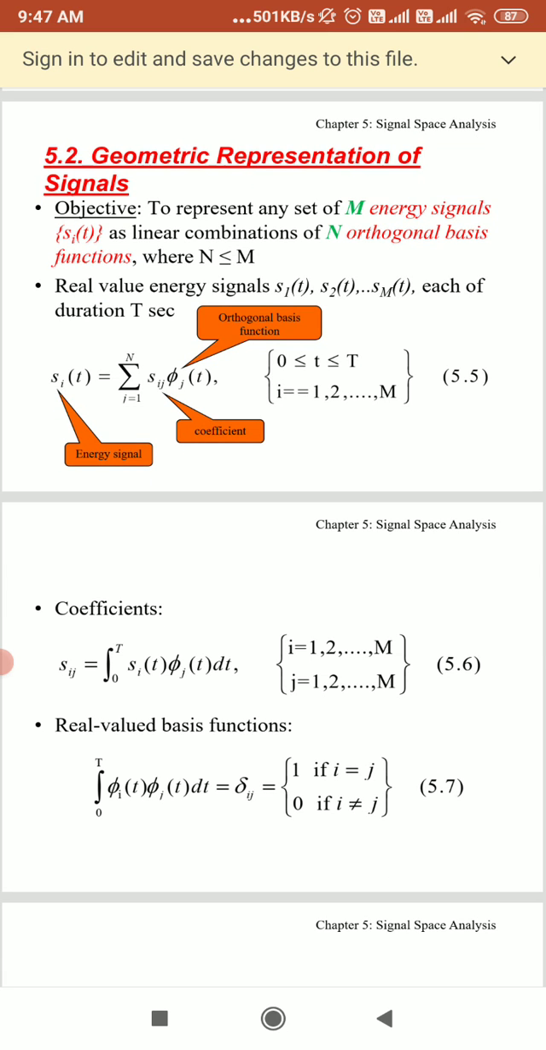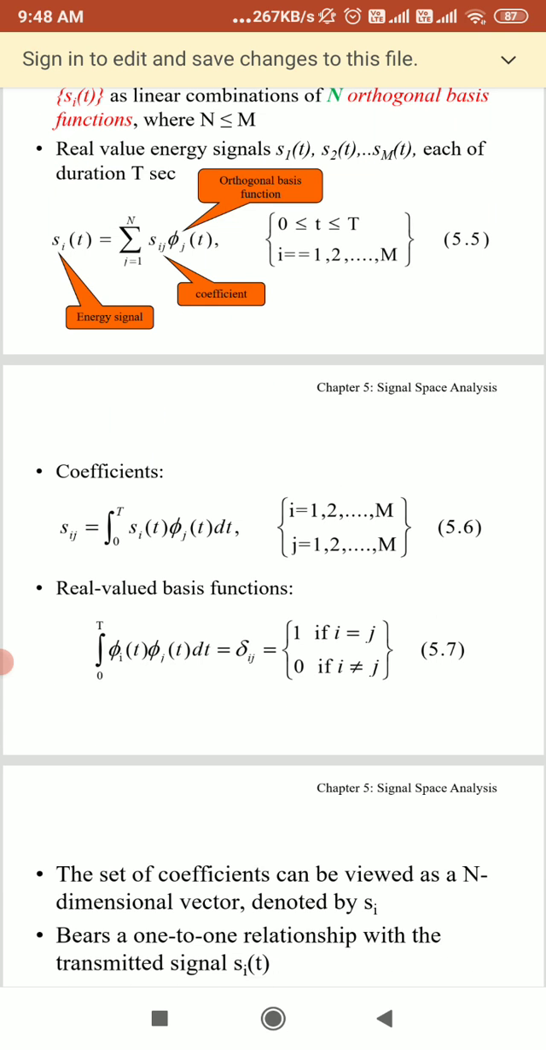Here, for each energy signal, we take the duration as t seconds. So we get the energy signal Si of t equal to the summation over j equal to 1 to n of Sij, the scalar coefficients, times phi j of t, the orthogonal basis functions. Here time lies between 0 and t seconds, and i equal to 1 up to m.